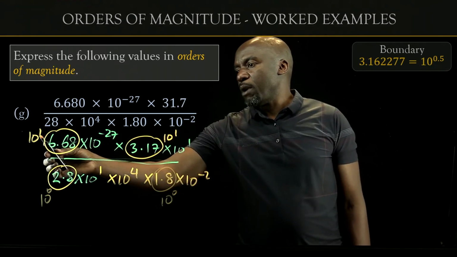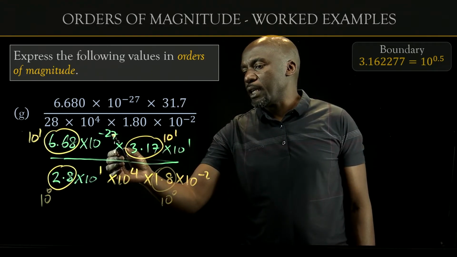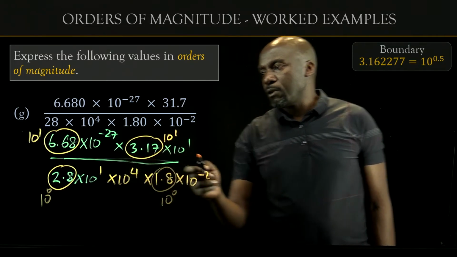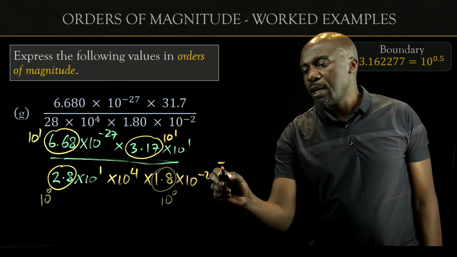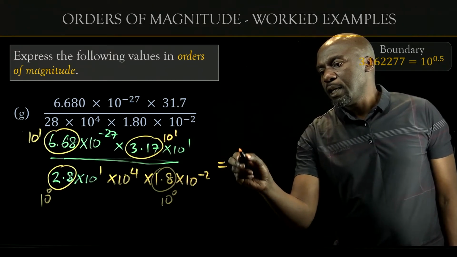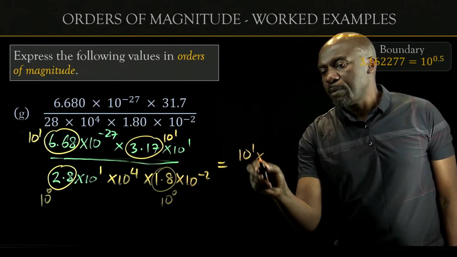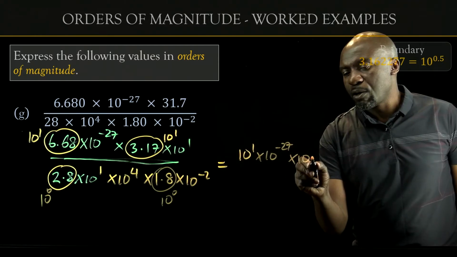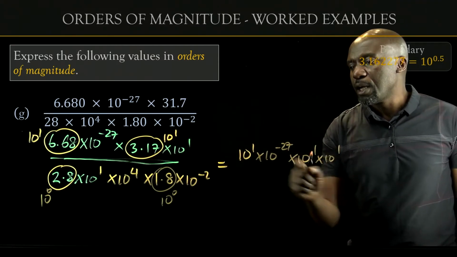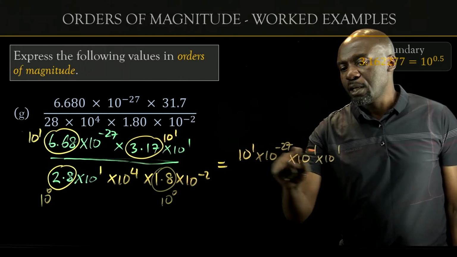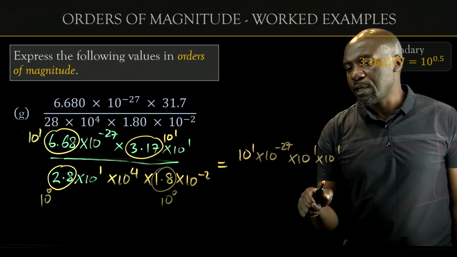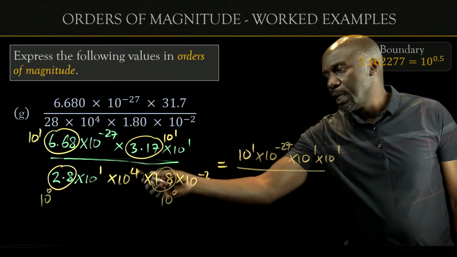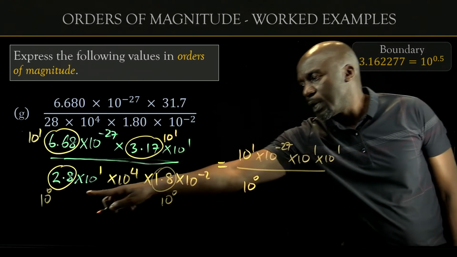So the numerators: I have power 1, power negative 27 is power negative 26, power 1 there, power negative 25. Alright, so what I have is a bit disorganized: it's 10 power 1 times 10 power minus 27 times 10 to the power of 1 times 10 to the power of 1. So 10 to the power of 3 and 10 to the power of negative 27 is basically 10 to the power of negative 24, but we can wait. This is 10 power 0, this one here.